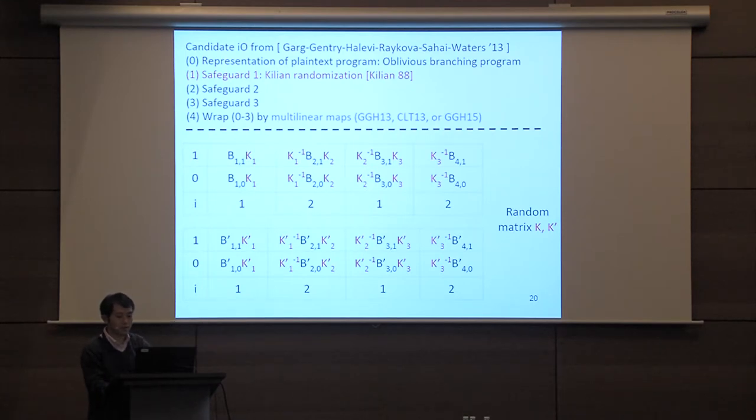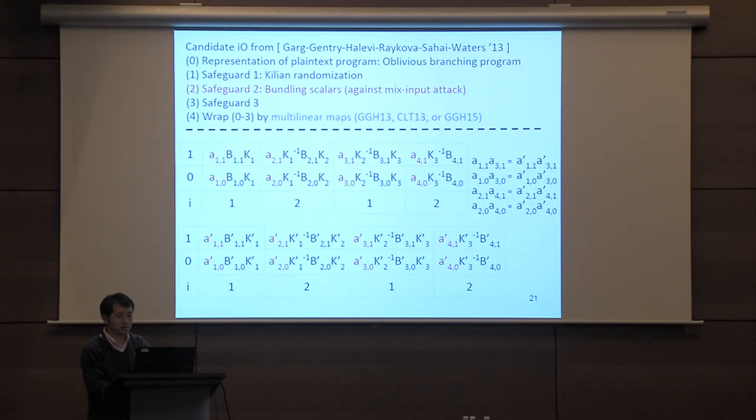The second safeguard is called bundling scalars, to protect against the mixed input attack. What is the mixed input attack? Observe the oblivious branching program representing a circuit. Each input can actually manipulate multiple steps. So if I choose the first block in the first step and the second block in the second step, then you can compute something you are not allowed to compute. The random scalars alpha and alpha prime are chosen to enforce consistency. You must choose the right scalars in the functional branch and the dummy branch, and then when you subtract them, they cancel out. If you do it illegally, they won't cancel out, so you will always get something you cannot recognize.